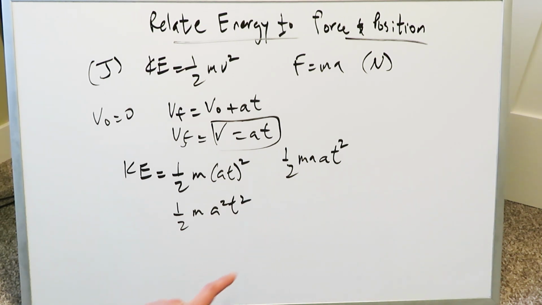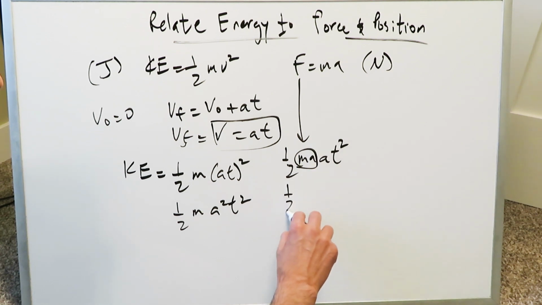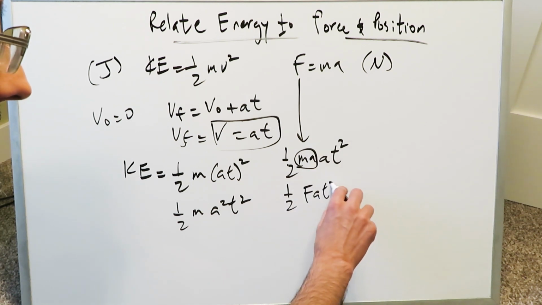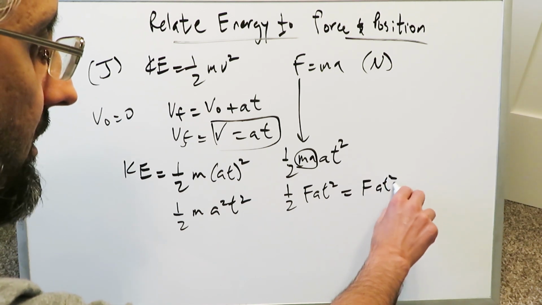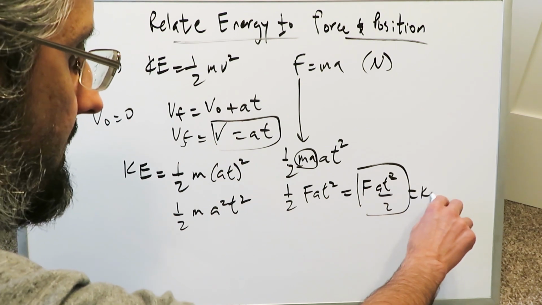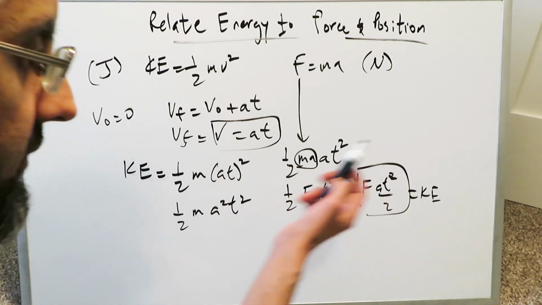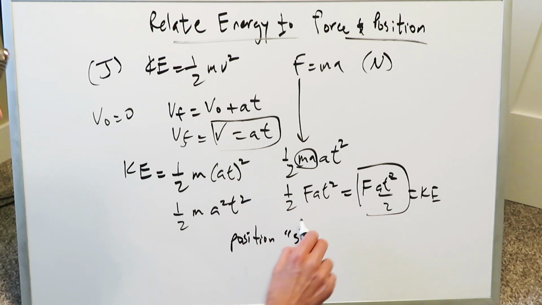This mass times acceleration, which is coming about from right over here, is the same thing as that force. You end up seeing half force times a t squared, or you can say is force times a t squared over 2. This right here is equal to your kinetic energy, so you've related energy to force. Now how do we bring the position item in here? You know, position is symbolized as the s. How can we bring position?